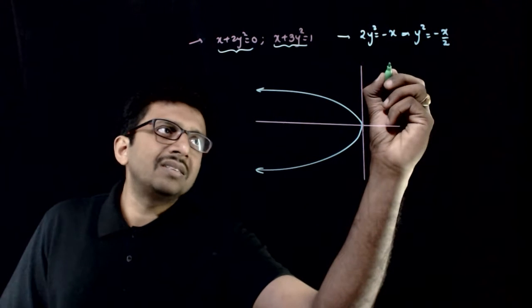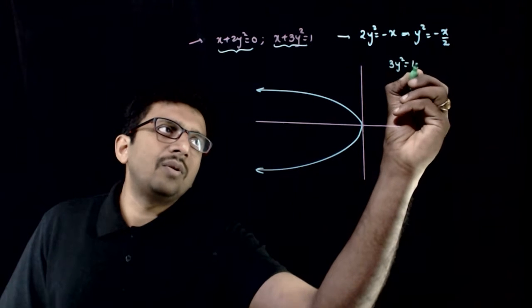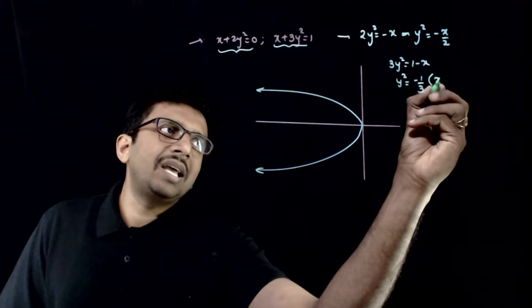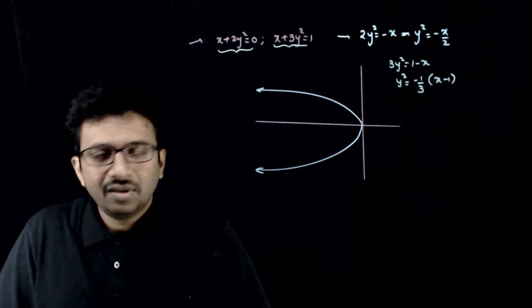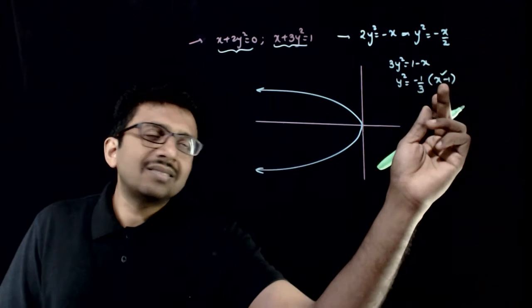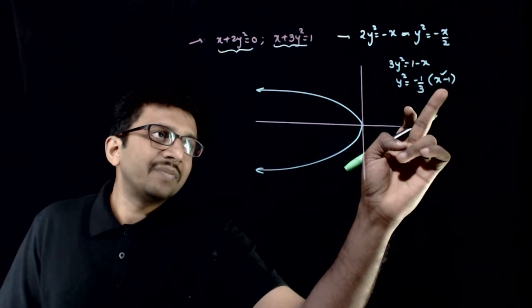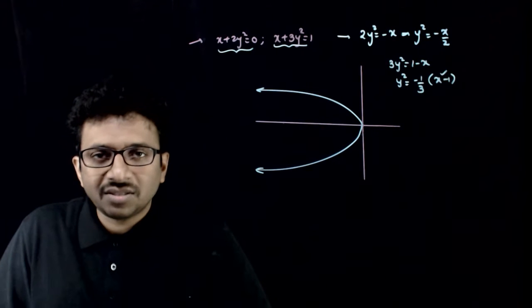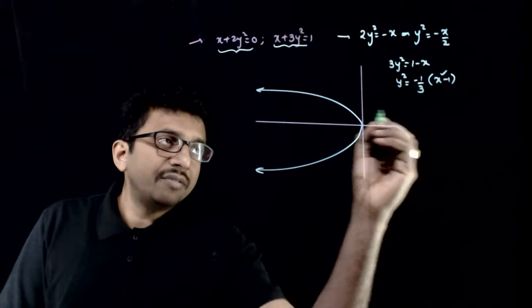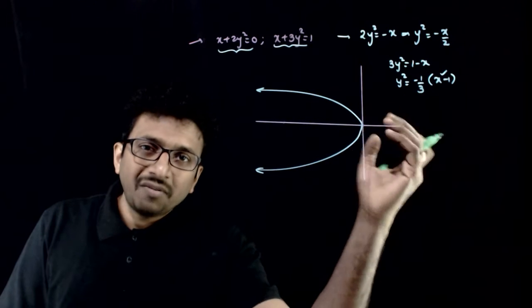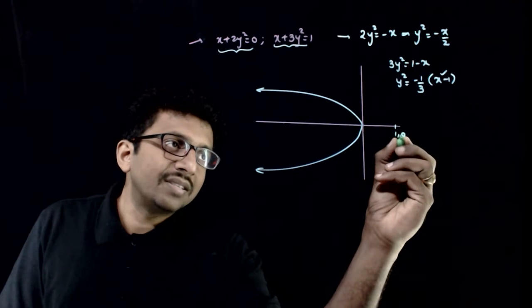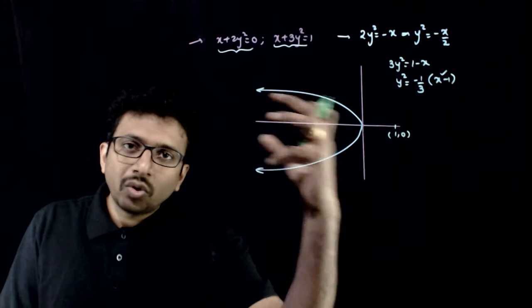Next, the next curve is 3y² = 1 - x. So y² = -(1/3)(x - 1). This is also a left-handed parabola, but the vertex is (1, 0). So the graph of this is a left-handed parabola with the vertex (1, 0), and this also goes like this.